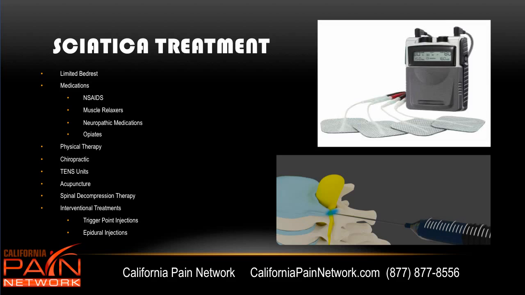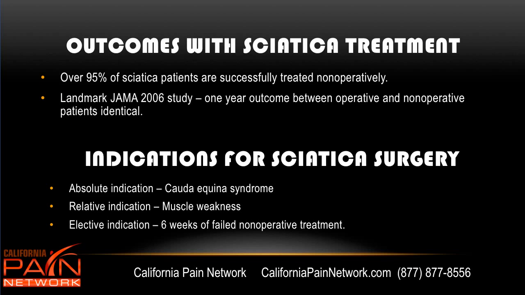Interventional treatments may include trigger point injections. These are subcutaneous that can help relieve muscle spasms and aching. And the gold standard interventional treatment is epidural injections, such as you see here, where the needle goes very close to where the nerve root is being pinched, and then it delivers soothing steroid medication that bathes that nerve root and helps relieve that inflammation we were talking about.